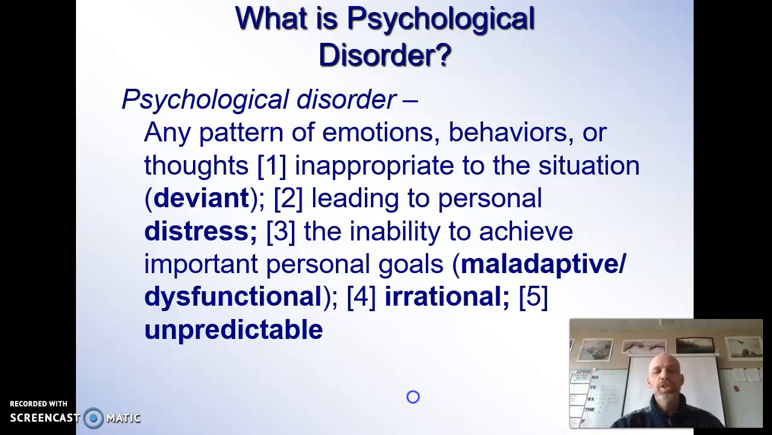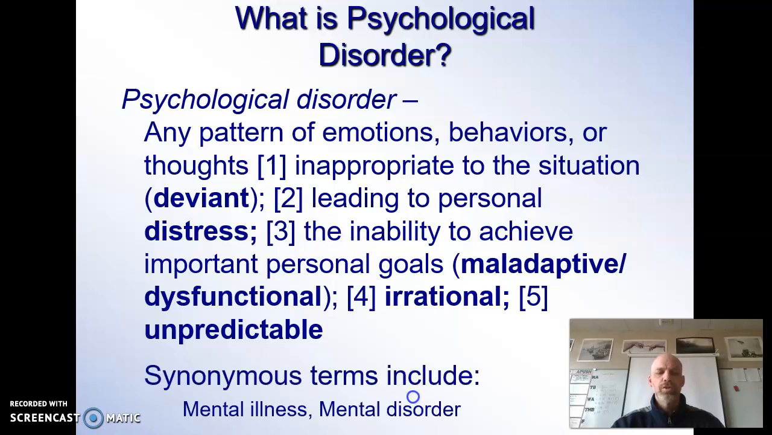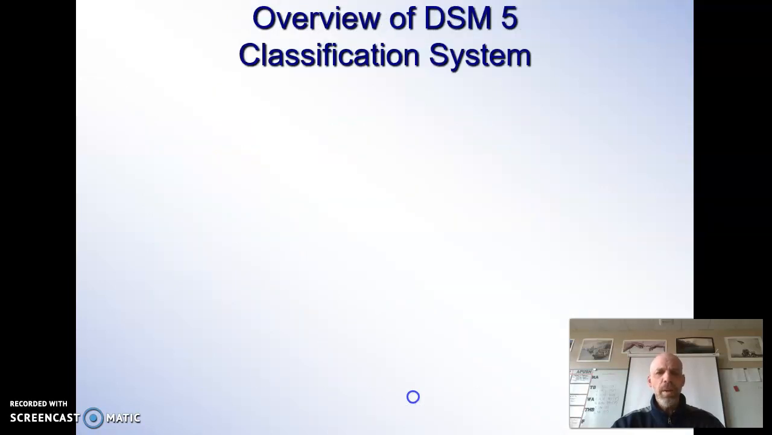Or those emotions, behaviors, or thoughts are just unpredictable. You don't know when they're going to come up. Those are all possible indicators of psychological distress or disorder. A couple of synonyms there.